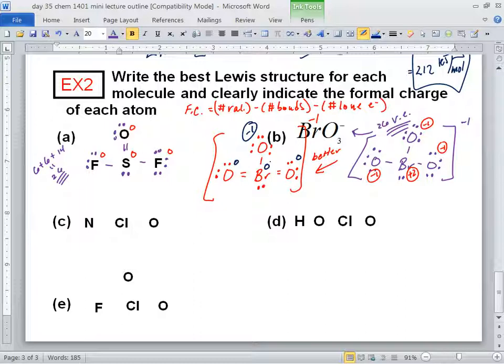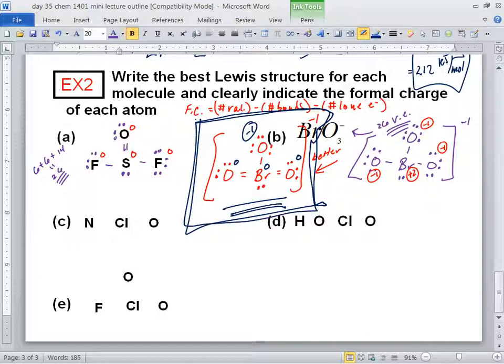We put way more than we needed on that chlorine. ClO.